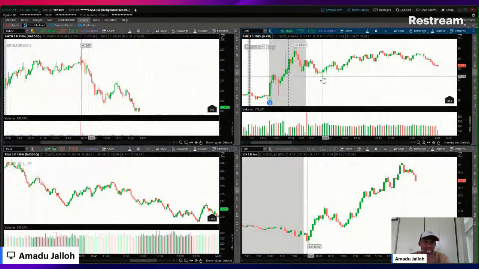It bounced off that level again, 27 and a half. So now you're getting a reversal, the uptrend from the earnings report yesterday for GameStop. So that's that.